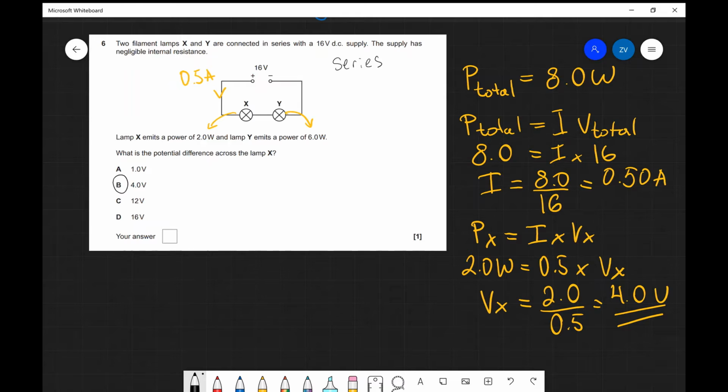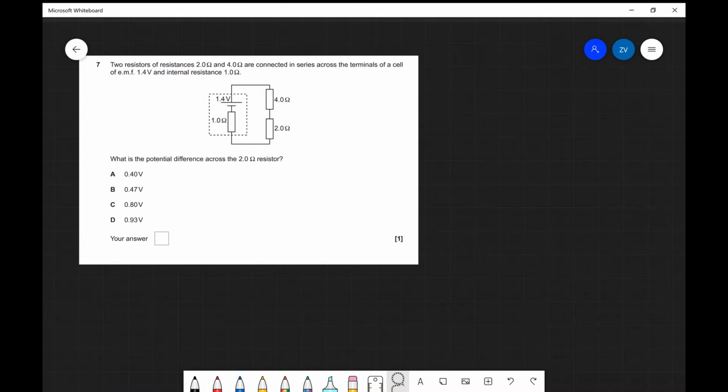So the correct answer is B, 4.0 volts. Now question 7. Two resistors of resistances 2 ohms and 4 ohms are connected in series across the terminals of a cell of EMF 1.4 volts and internal resistance 1 ohm. What is the potential difference across the 2 ohm resistor?